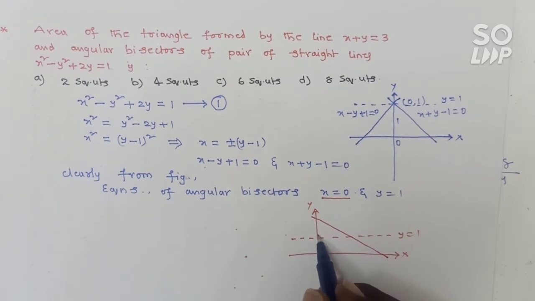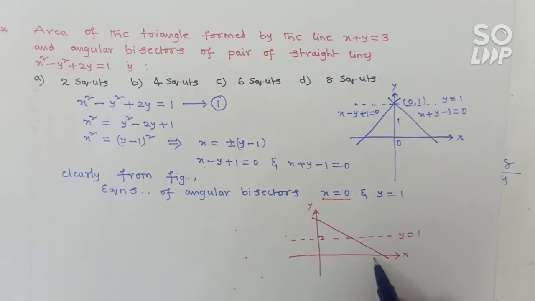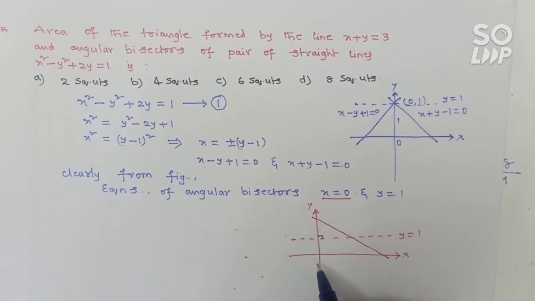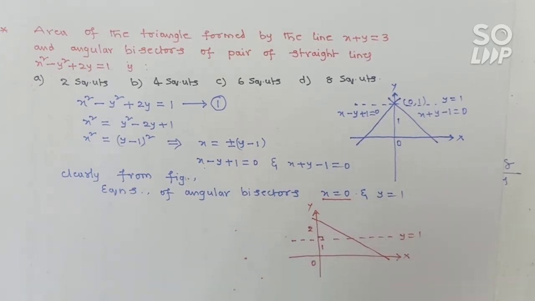So here, this total length is nothing but 3. Already this length is 1, so the remaining part of this length is equal to 2.